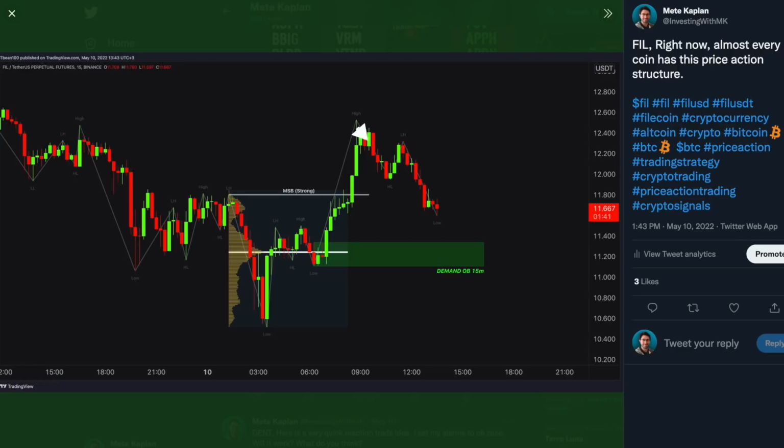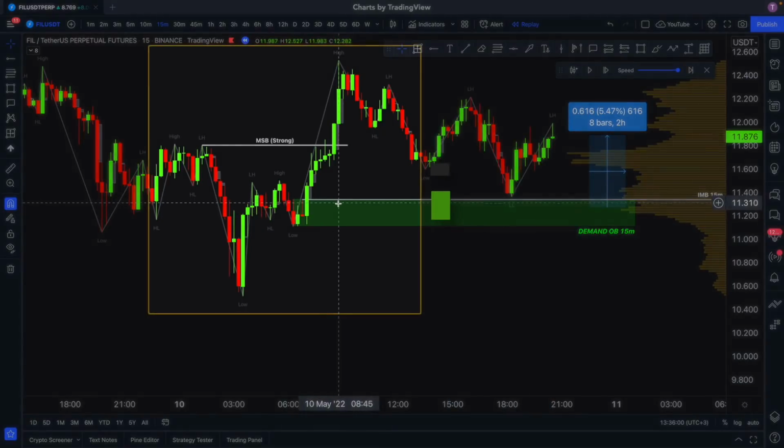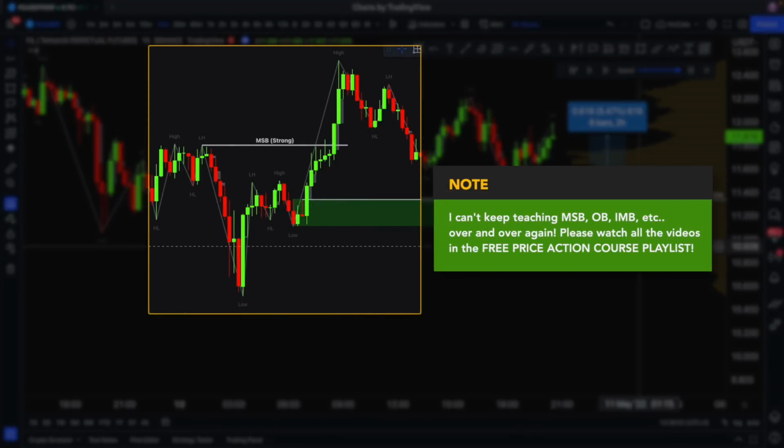Let's talk about this example. I tweeted this and it was an obvious demand area with an order block. I was sure that the price was going to hit my demand area and fly away. But it happened sooner than I thought. Let's analyze this example. Okay, you already know about MSB, OB, and entry zones because you watched all the videos in my free price action course, right? I want to believe so.